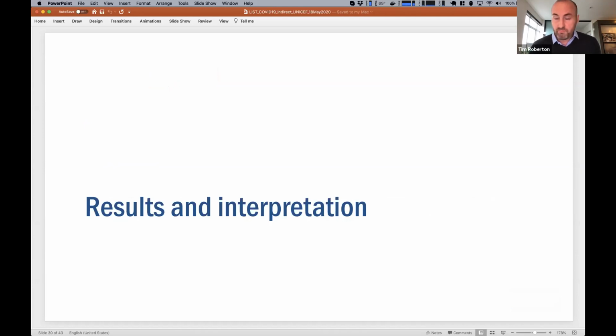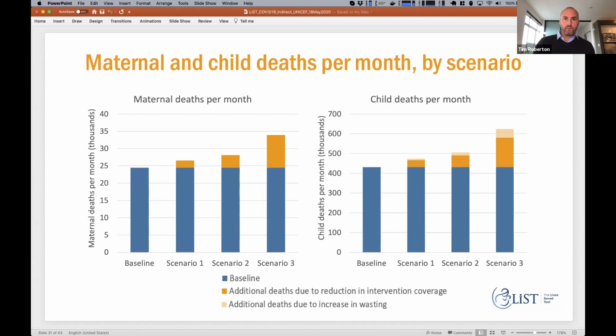Okay, I'm going to just go very briefly through the results, because if you are interested in the results, then I encourage you to read the paper. So this is just a high-level view. Overall, we imagine that because of these disruptions, we will see an increase in maternal and child deaths, and the more severe the scenario, the greater the number of additional maternal and child deaths.